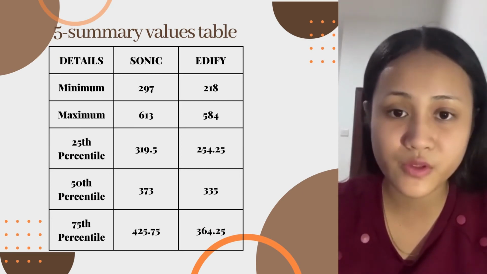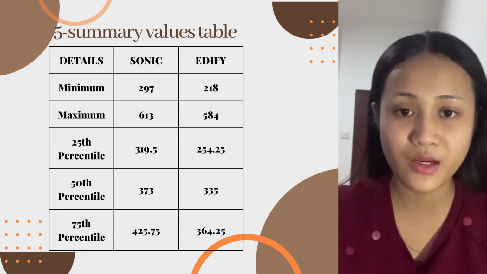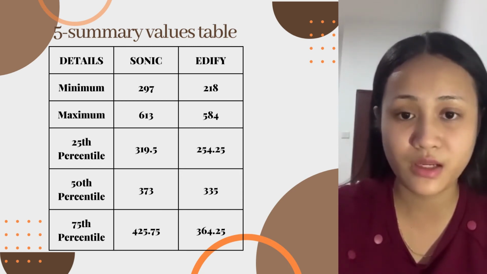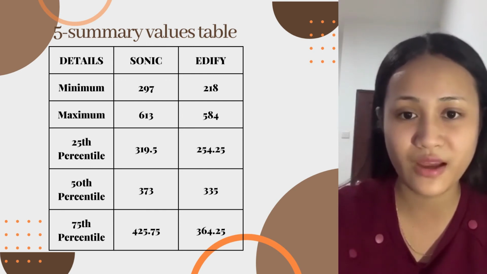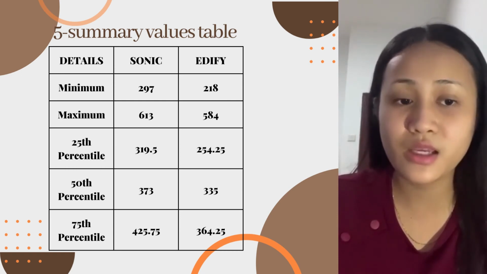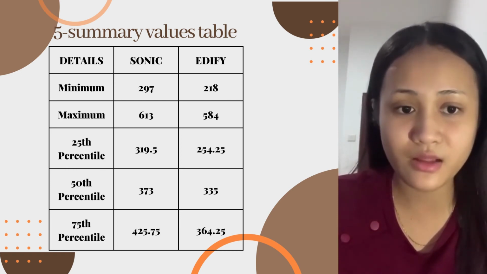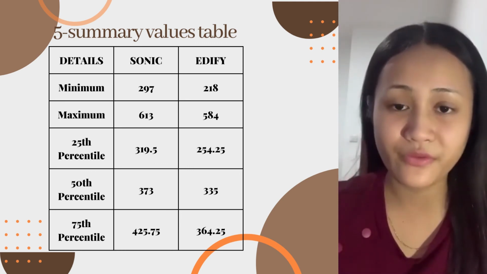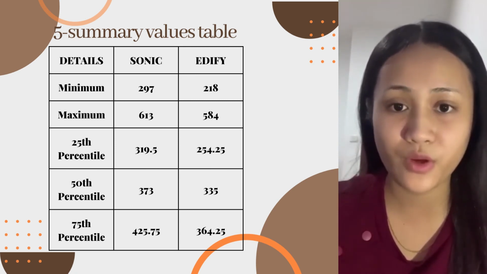I have sorted the stock returns of the Edify brand in ascending order. The mean found here is 218 while the max is 584. To find the 25th percentile, 24 must be added to 1 and then 25 must be divided by 100 to get 6.25. Then 253 plus 0.25 times the difference of 258 minus 253 gives the 25th percentile, which is 254.25. Next, the 50th percentile uses the same formula but gives a different answer. The answer for the 50th percentile is 335 while the 75th percentile is 364.25.